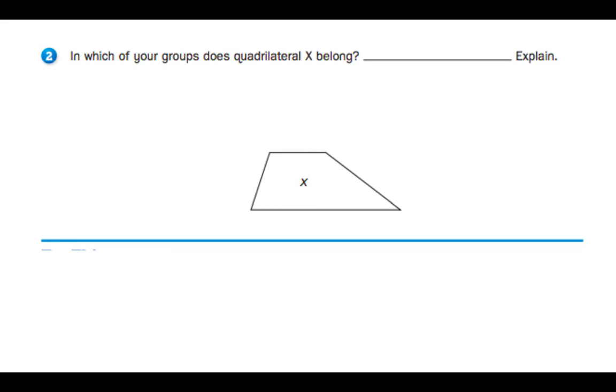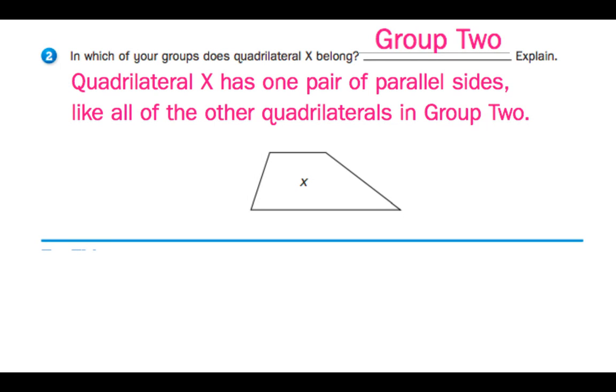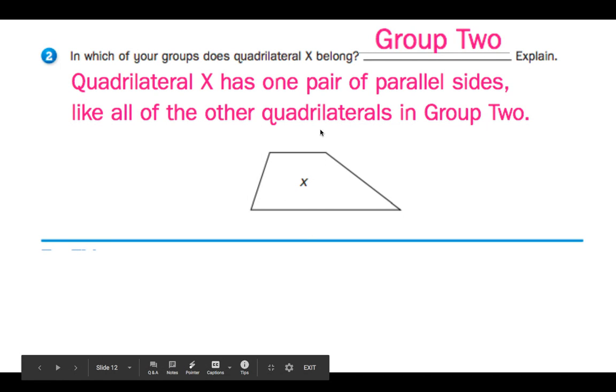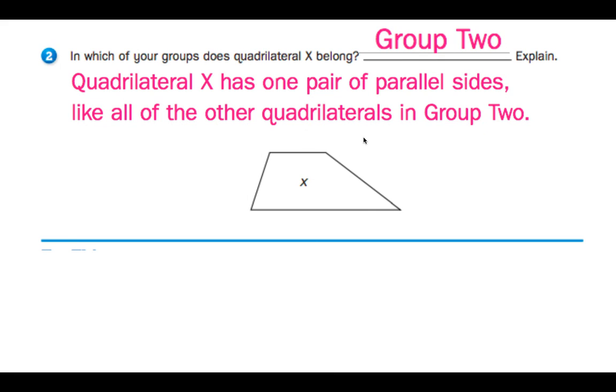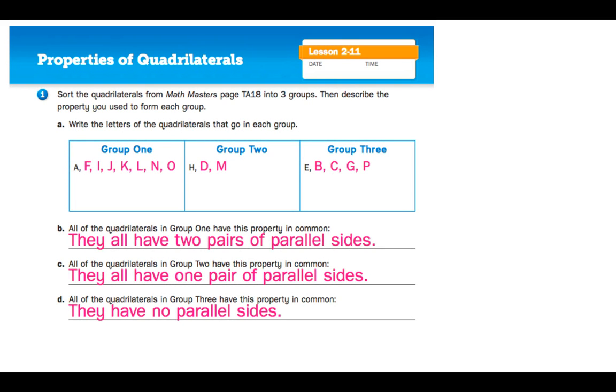So question 2 on your math journal page, it says, in which of your groups does quadrilateral X belong? Explain. Well, it belongs in group 2, and that's because quadrilateral X, this quadrilateral, has one pair of parallel sides, like all the other quadrilaterals in group 2. And here are your parallel sides. This side and that side are parallel, so that's one set of parallel sides. These sides here, again, will eventually intersect. So that's not a parallel side. Okay, so there we go.